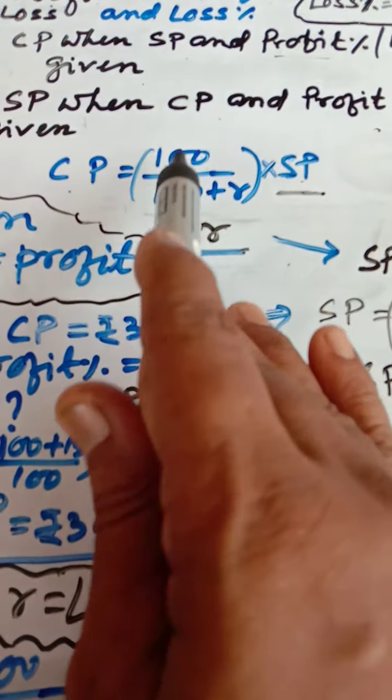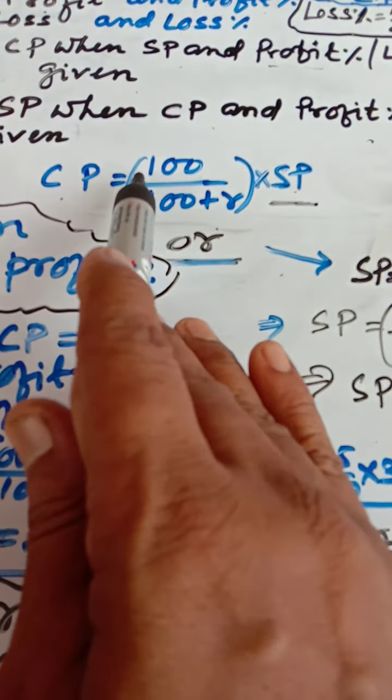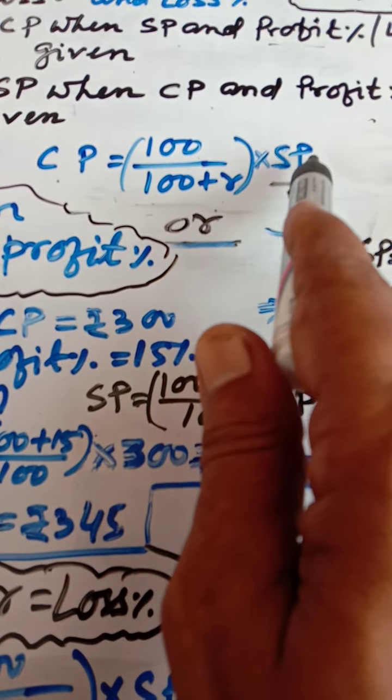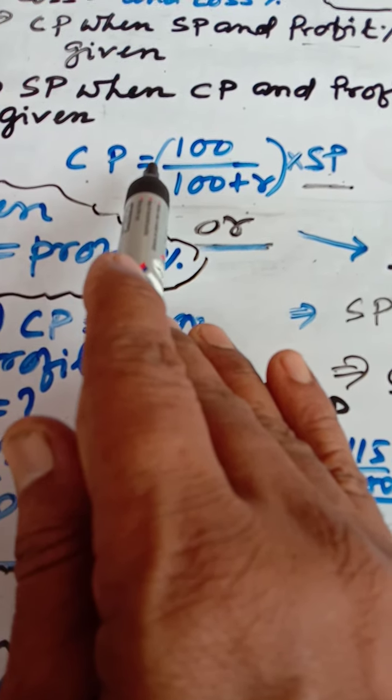CP is equal to 100 by 100 plus R. Remember this formula: 100 divided by 100 plus R into SP. In your book, the formula is given in a different way. I will tell you that.